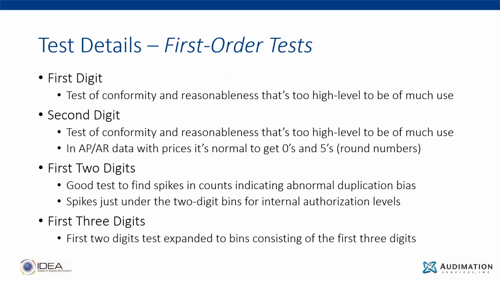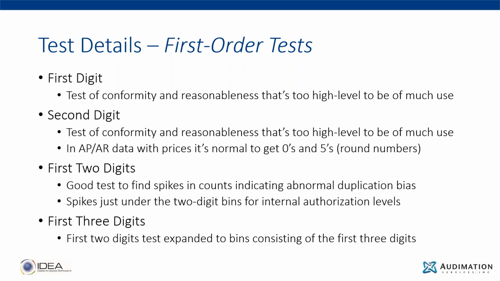With the second digit test, we're looking at the second digit in the number, and then we're looking to see what the pattern is for those. And it should follow the usual progression that we see in Benford's Law as well. In AP and AR data, it's very normal to get prices where zeros and fives tend to be higher than normal, and that is expected in those kinds of areas.